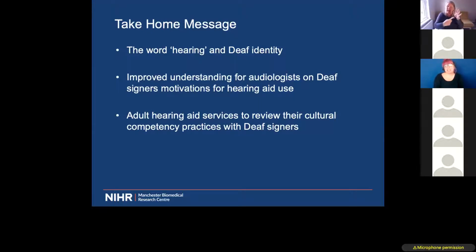The second is it's assumed that the primary use of wearing a hearing aid is for language communication access. This isn't the case with this signing population. So audiologists now have access to this information, and they know the motives behind wearing hearing aids for this population. The third is the results show audiology is failing in terms of cultural competency for deaf sign language users, so they need to review their current practices.